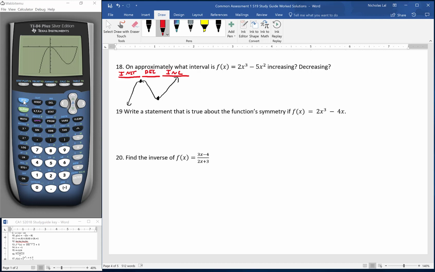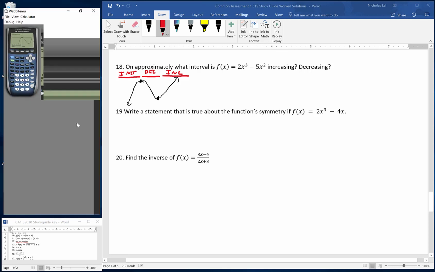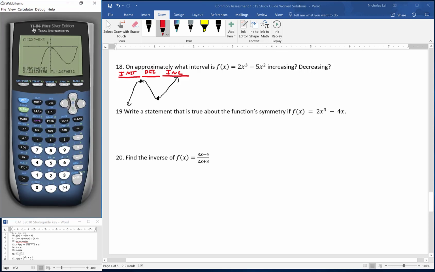So let's find our maximum. Second, calc, maximum. So we have, hopefully you can see that this maximum is at, so that's at 0, 0. So we have a maximum at 0, 0. And then we need to find the coordinates of this minimum.